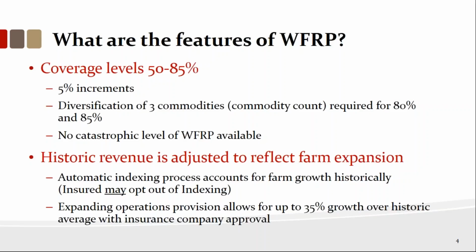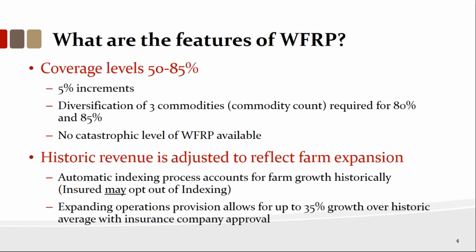Historic revenues adjust to reflect farm expansion. This is a really good item that we pushed to get changed. The growth can go all the way up to 35%. First, you've got the indexing. If a person's 5-year average is $1 million, and either of the last 2 years is greater than that 5-year average, they qualify for indexing, and the indexing can increase their overall revenue history average by 10%.